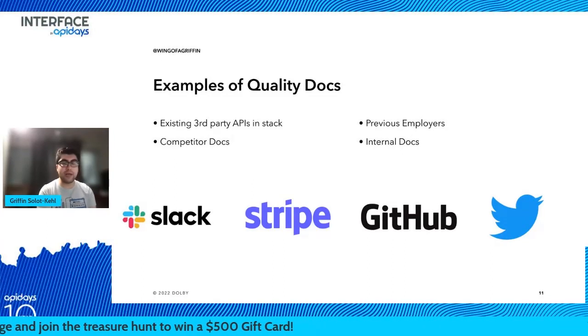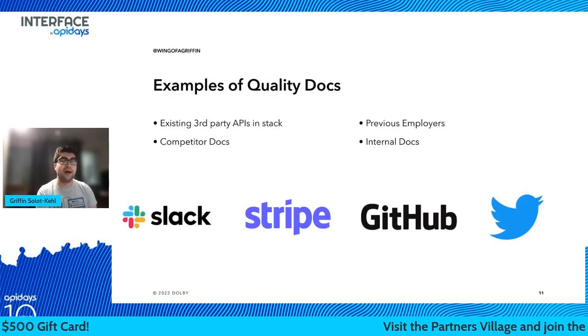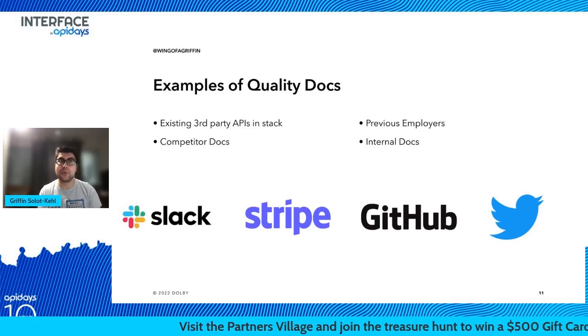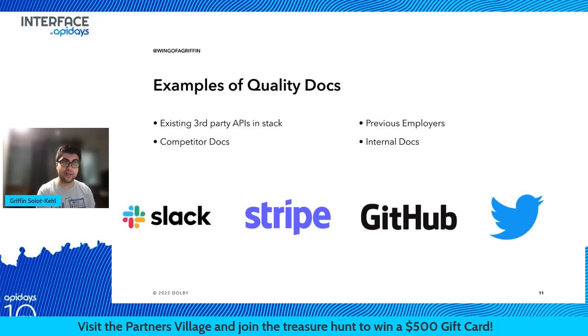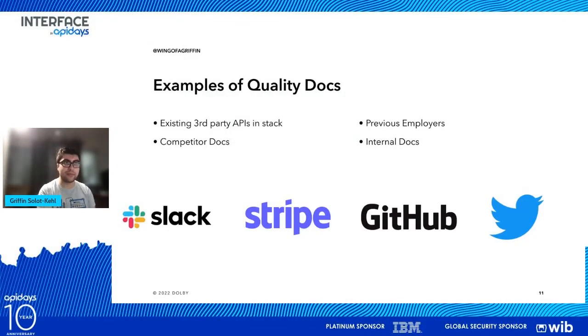Similarly, take a look at your competitors' docs and see if they're doing anything that you want to be doing or not doing, as well as your internal docs to make sure that you're just doing things that are going to be intuitive to your developers. I like taking a look at Slack, Stripe, GitHub, and Twitter as examples of documentation that I've had a good time with, but take advantage of what's going to be relevant towards the industry and the marketplace and the developers that are going to be using yours.